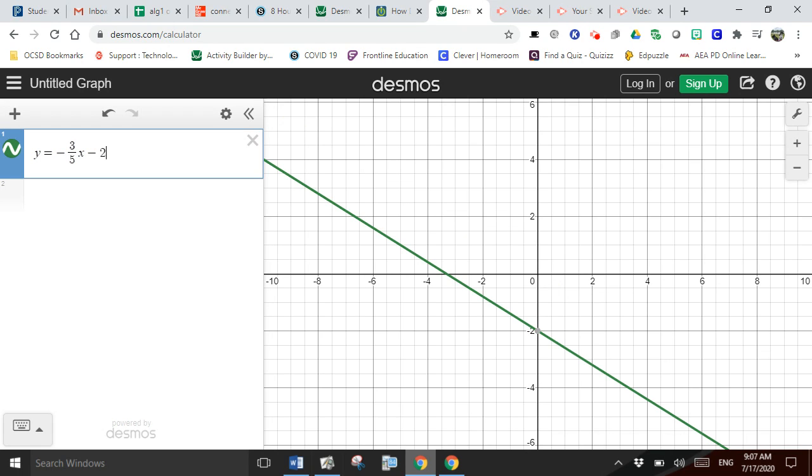Okay, so here's my graph. Now, if I want to know where that x-intercept is, I can press on that point, and it gives me -3.33 and 0. Okay, -3.33 and 0. So that's pretty handy for finding an x-intercept if I have an equation.